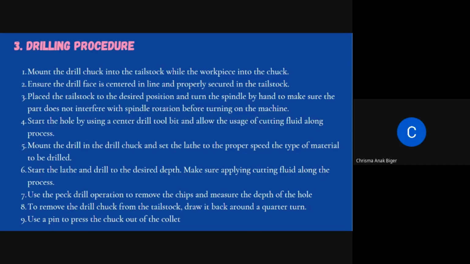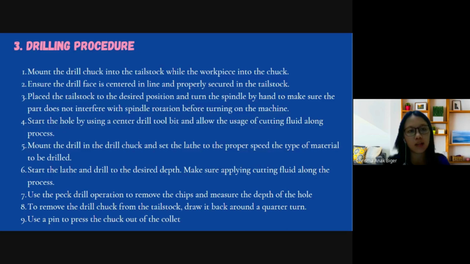The next process is drilling. The procedure of drilling is, firstly, we need to mount the drill chuck into the tailstock while the workpiece is in the chuck. Secondly, we need to ensure the drill face is centered in line and properly secured in the tailstock. Place the tailstock at the desired position and turn the spindle by hand to make sure the part does not interfere with spindle rotation before turning on the machine.